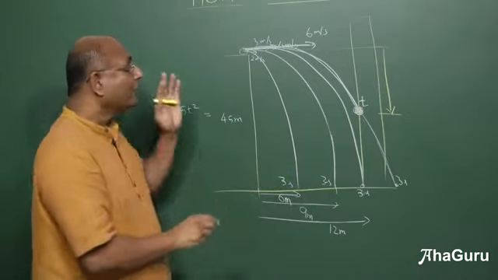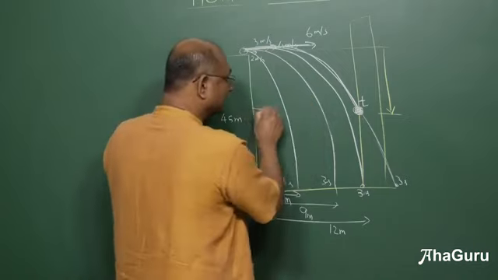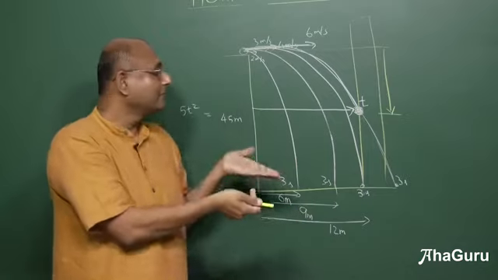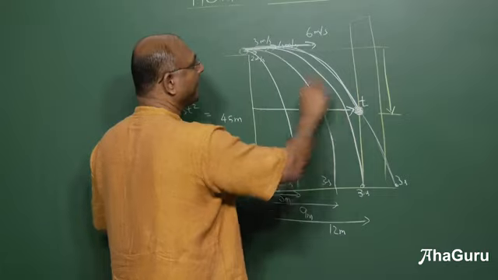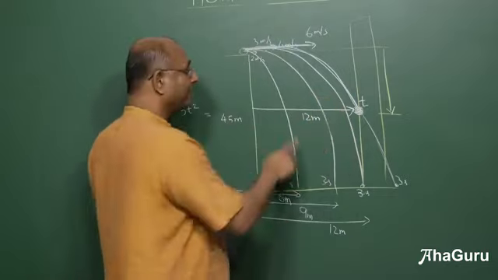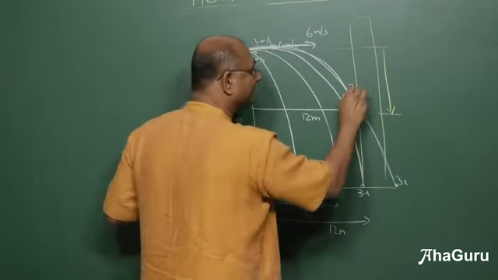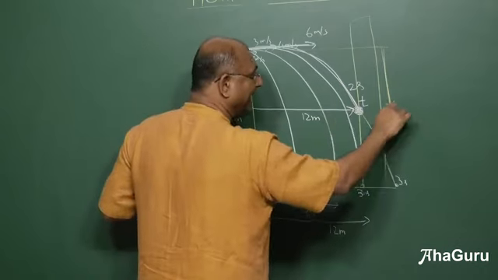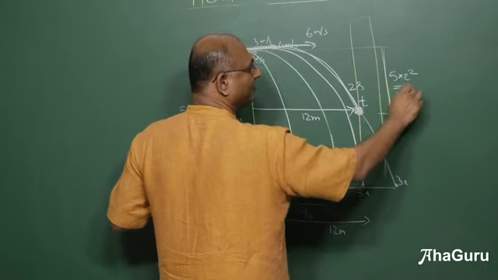What do we do? Well, you know that it is moving at 6 meters per second. What is this horizontal distance? 12 meters, it's given. So if this is 12 meters, and it is moving at 6 meters per second, how much time should it have taken? 2 seconds. Because 6 meters per second into 2 would give me 12. So this takes 2 seconds. But if it took 2 seconds, this height is 5 into 2 square. So 5 into 4, 20 meters.